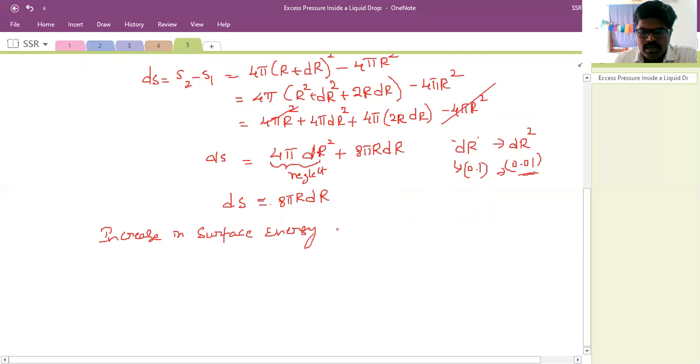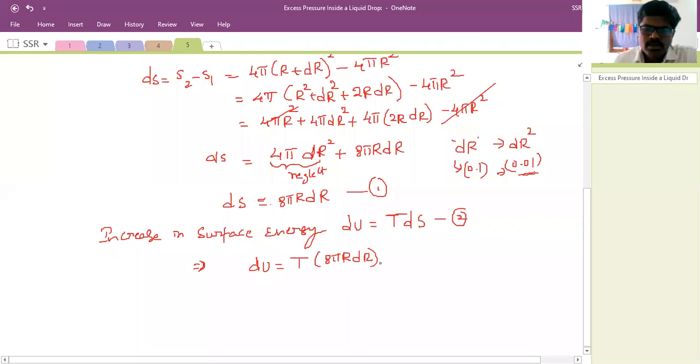Okay. So the surface energy increase, du, is equal to what you can write? Remember the relation between surface energy and surface area. du is equal to T ds, where T is the surface tension. ds we already have from equation 1, so from equations 1 and 2 you can write du is equal to T into 8 pi r dr. This is equation number 3.